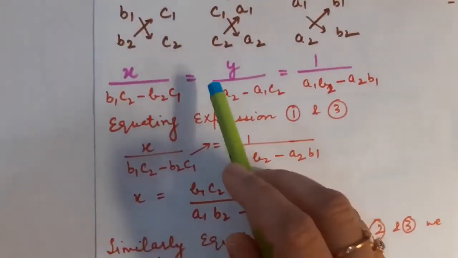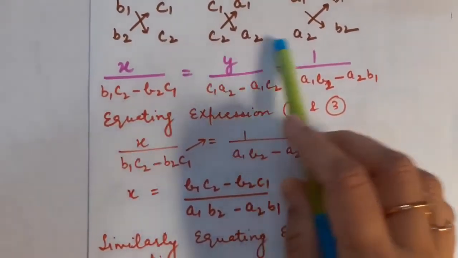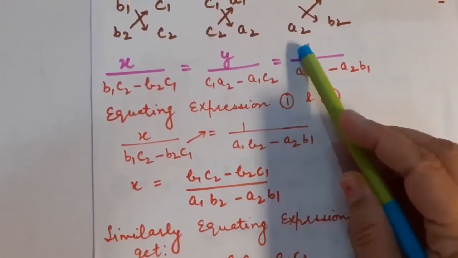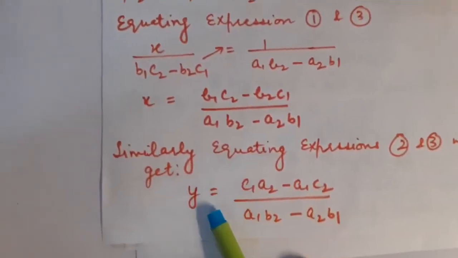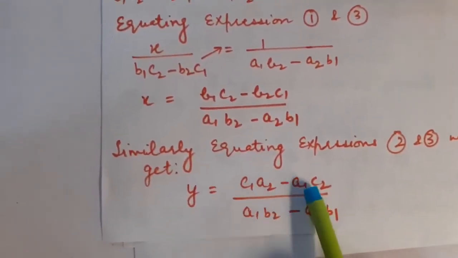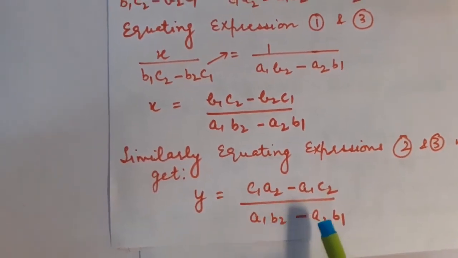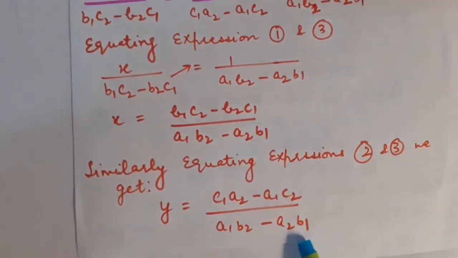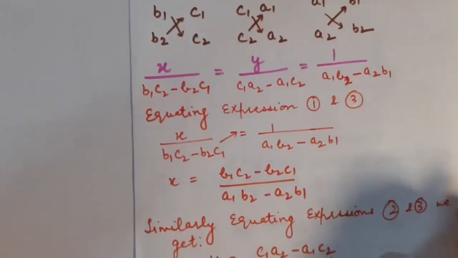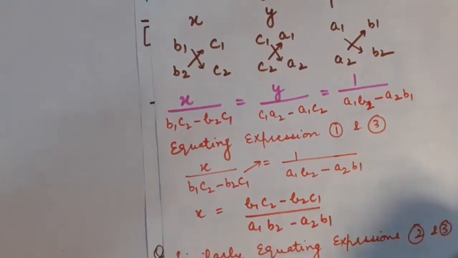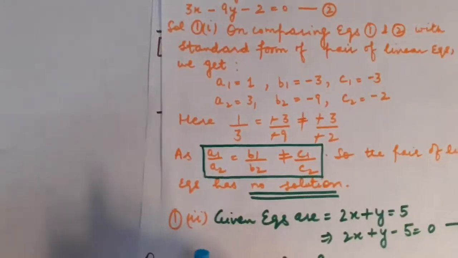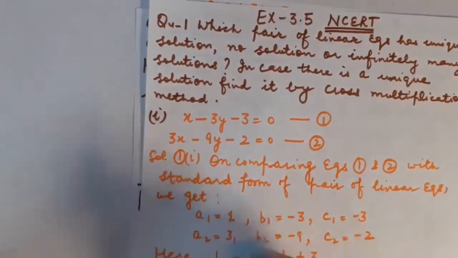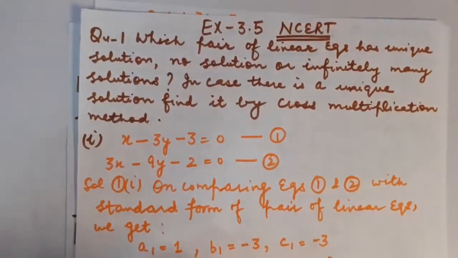Now, for finding the value of y, I am going to equate these two terms, term number 2 as well as term number 3. Definitely this will be multiplied by 1. See children, so y is equal to c1 a2 minus a1 c2 upon a1 b2 minus a2 b1. This a1 b2 minus a2 b1 will be written as it is. So through this, I have just told you how to calculate the values of x as well as y in the case of generalized form. Understood? Now, we are going to switch to exercise 3.5 of NCERT.